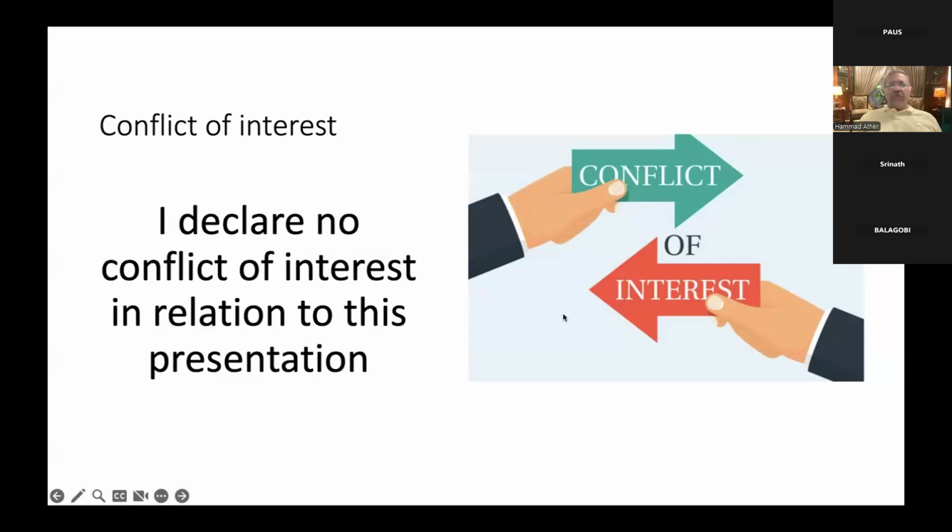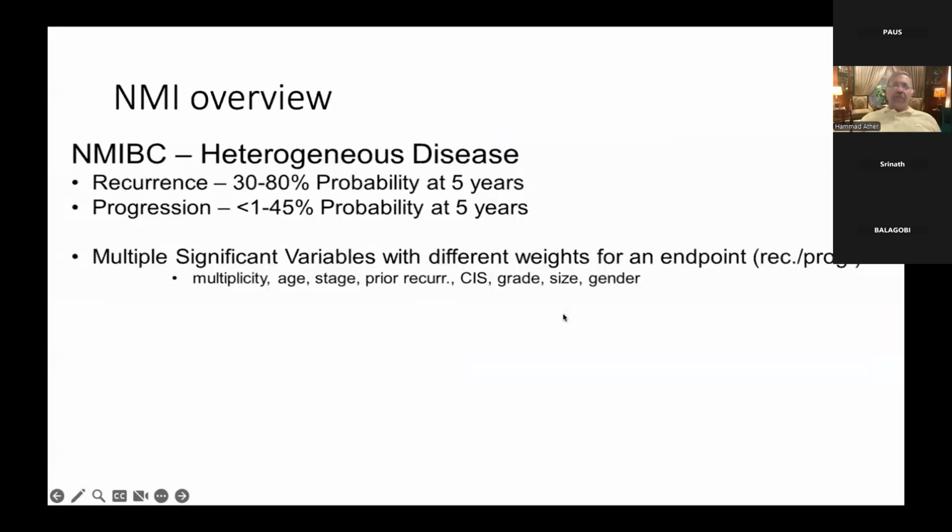No conflict of interest related to this presentation. We all know that non-muscle invasive bladder cancer is a heterogeneous disease which has a very variable recurrence and progression potential. The recurrence could be as low as 30%, as high as 80% at 5 years, whereas the progression is hugely different, between less than 1% to almost half of the patients, depending upon various other variables.